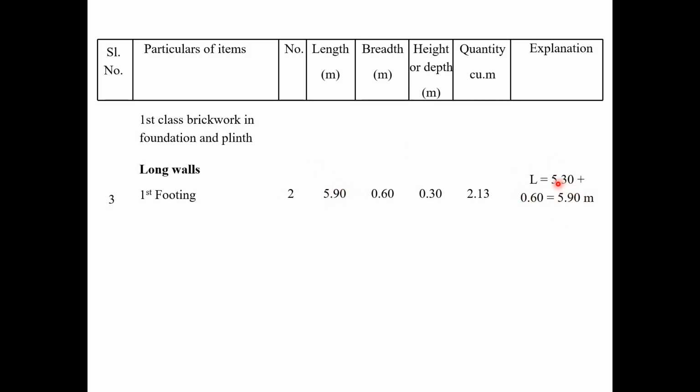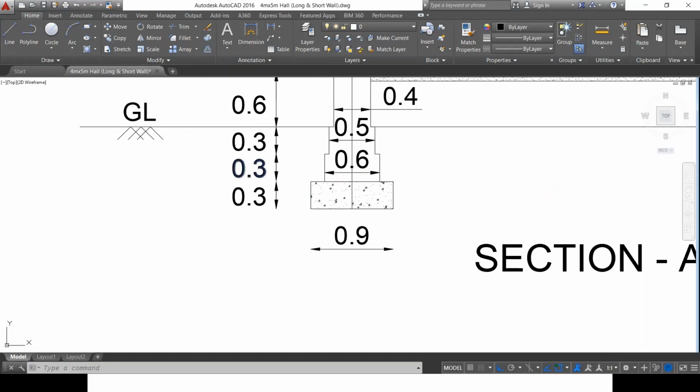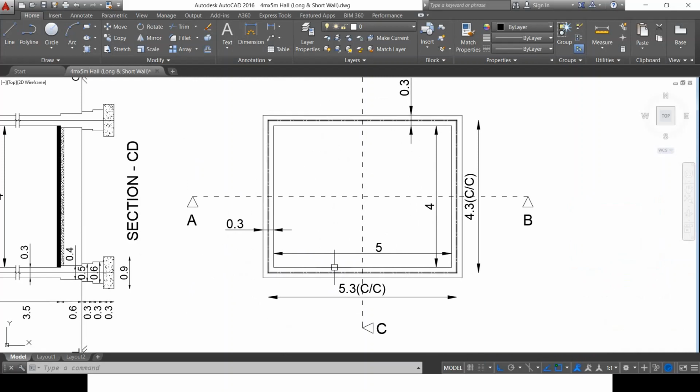So 5.3 is the center to center distance. 0.3 by 2 plus 0.3 by 2, which is 0.6 meter on either sides of the long wall. So I get it as 5.9 meter. Similarly, let me do the same thing for the second course, which is the second footing. In the second footing, there are two walls again. So the number is 2.